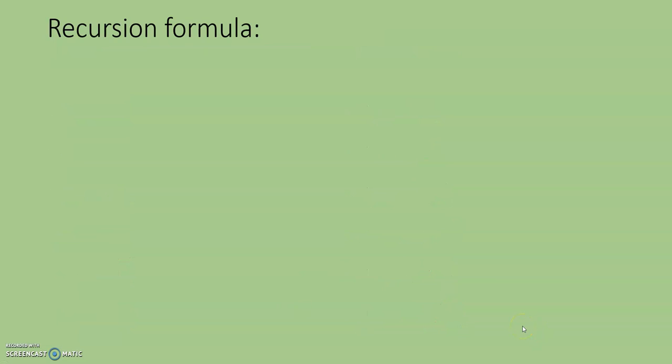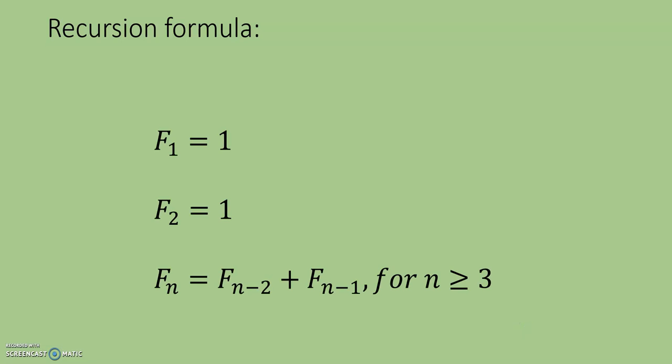The Fibonacci series is developed through a recursion formula, where our first number is 1, our second number is 1, and then our next term is found each time by adding the 2 previous numbers.